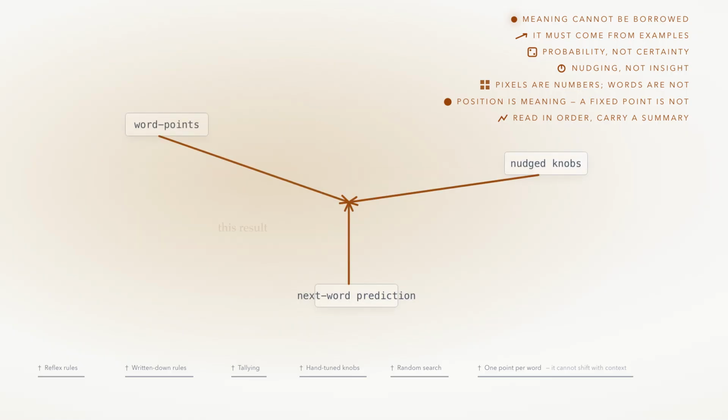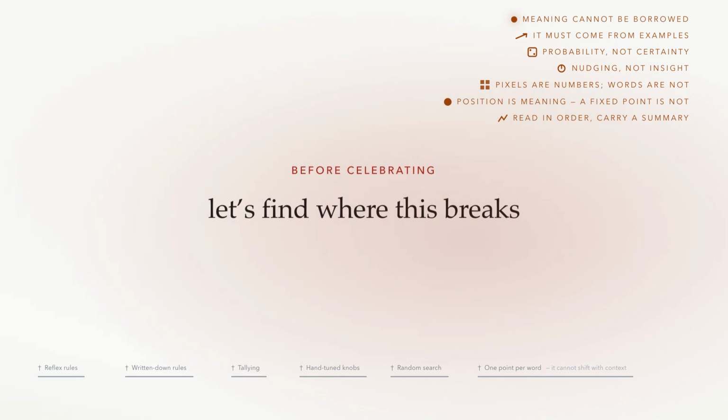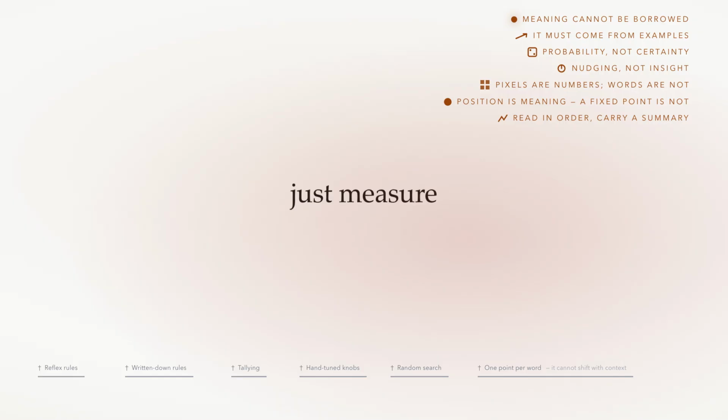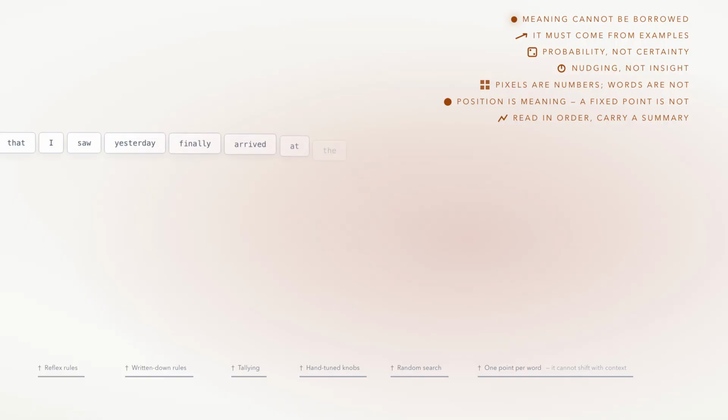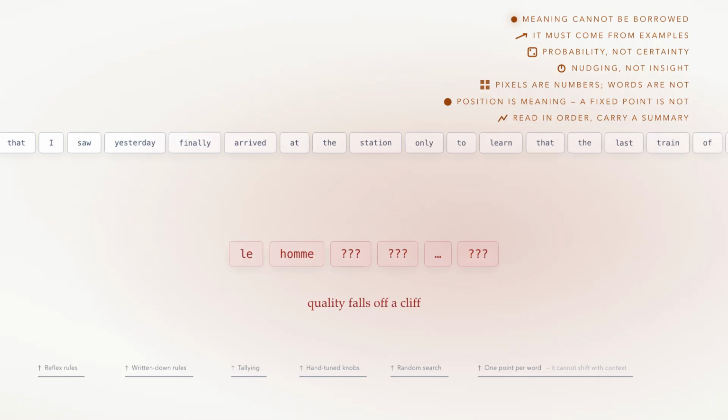Everything in our chain so far is load-bearing in this one result. Learned word points going in, nudged knobs throughout. Next word prediction coming out. But before celebrating, let's try to find a case where this breaks. And here we don't even need to invent a sentence, just measure. Translate short sentences, clean. Translate 40-word sentences, the kind that fill real books and real news. Quality falls off a cliff.